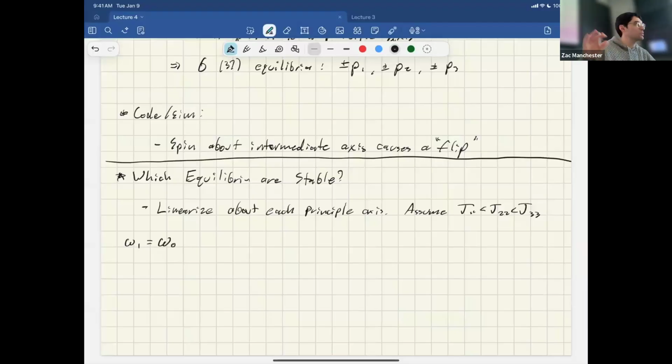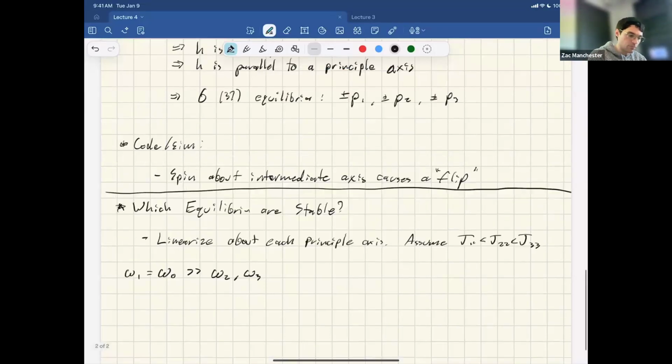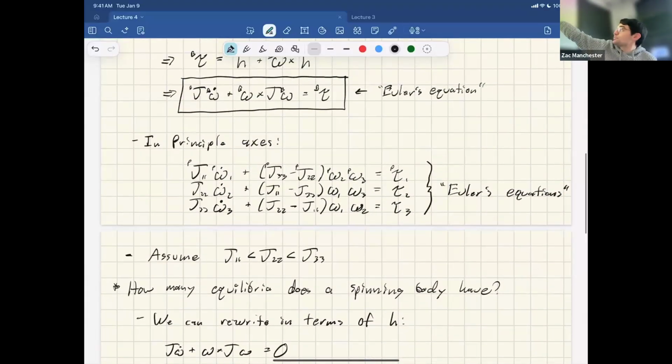So we're going to say that's spinning with some omega naught, and that's much bigger than the other components of omega. So omega 2, omega 3 are tiny, right? So we're going to have some nominal spin about omega 1, and then we're going to linearize the equations for omega 2 and omega 3, assume those components are small, throw out second order and higher terms. So what I'm doing, to be clear, is looking at these equations. In the omega 1 case, we're assuming omega 2, omega 3 are small. So this is a second order term, goes away. So I'm going to drop that. So this whole equation basically drops out and does nothing.